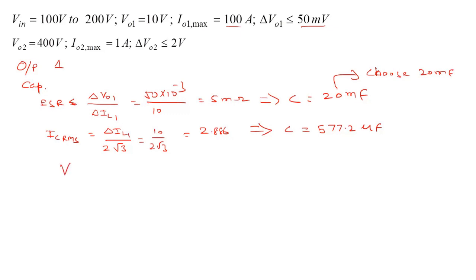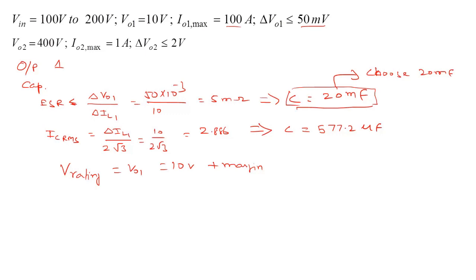Okay, the V rating, this is VO1, so 10 volts, plus margin. You may also go ahead and calculate the C needed based on an ideal capacitor assumption, and it will come out to be much less, 1/10 or 1/100th of this value. So this would be our final capacitor chosen.